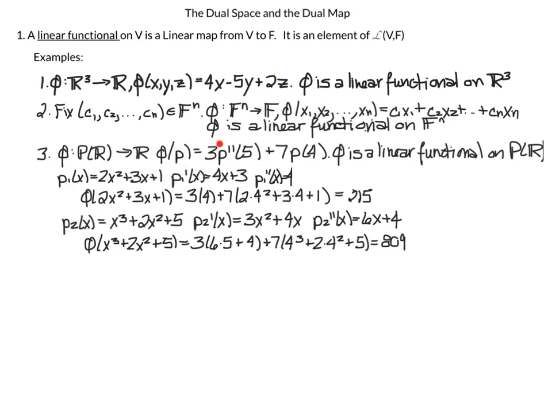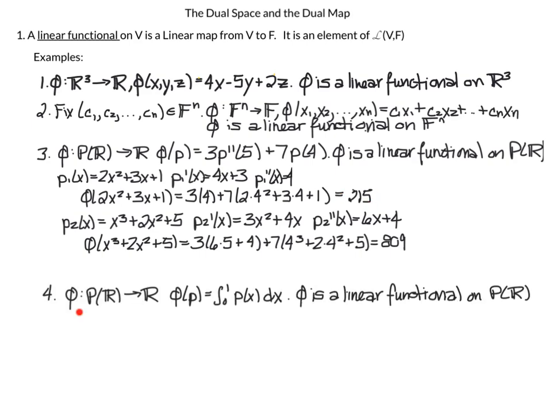3 times the second derivative evaluated at 5, so that's 3 times, here's our second derivative evaluated at 5, 6 times 5 plus 4, and then our phi is 7 times p evaluated at 4, so 7 times p evaluated at 4 is 4 cubed plus 2 times 4 squared plus 5. And if I did all my addition and multiplication correctly, that will be equal to 809. And you can see again, this is how our phi takes a polynomial and maps it to a real number.